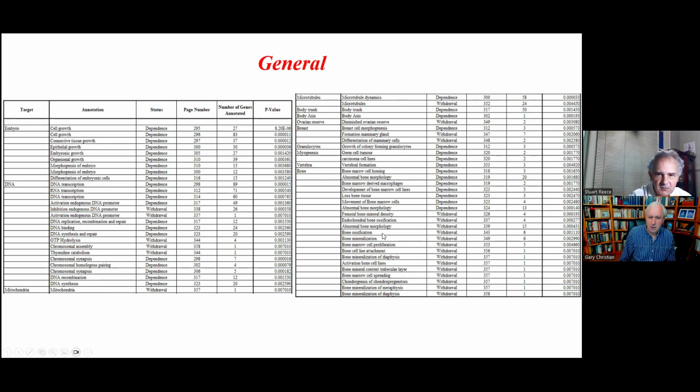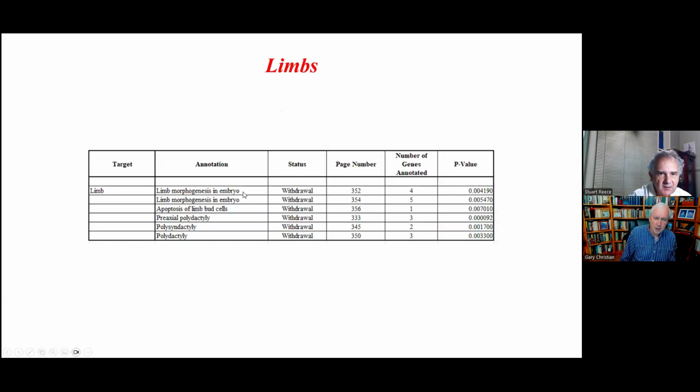And then you've got muscles and all these bone ones. So this is explaining to a large extent. And then this is the limbs that we talked about. Number of genes annotated in limb development. This is polydactyly, which is extra fingers and toes. Polysyndactyly, which is extra fingers and toes that are joined.